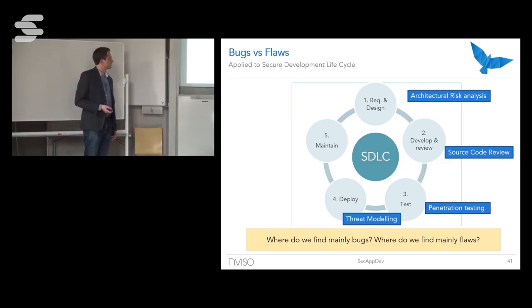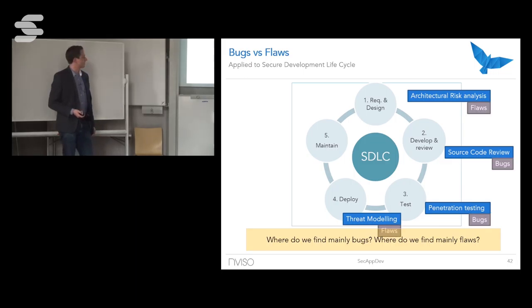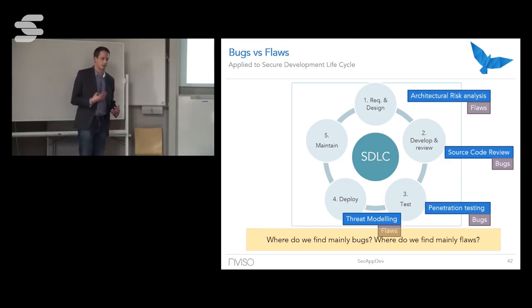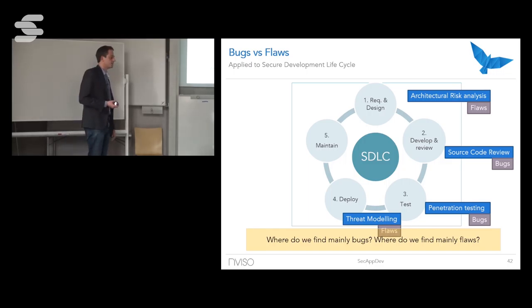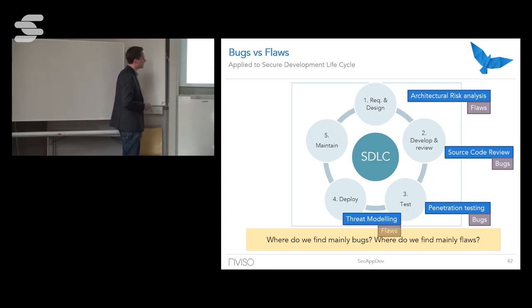Where do we mainly find bugs and flaws? If we revert again to the SDLC, the graph that Matias presented at the start of the session, we map those phases again, so architecture and risk analysis, code reviews, pen testing, and threat modeling. Well, naturally, whenever we start developing code, those bugs are going to arise. We hope to spot them quite early on, maybe even the developer himself in the IDE. But even before this, if you do an architectural risk analysis, there's a whole class of flaws that we can hopefully weed out of the documentation.